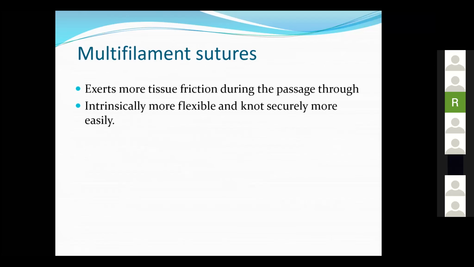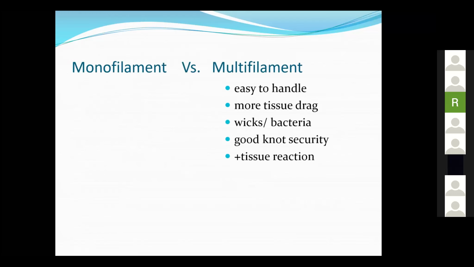With multifilament, there is friction in passing through the tissues, but knots are very secure and easy. So when we say multifilament, we understand that they are easy to handle. They drag through the tissues. Because they are multifilament, they can harbor bacteria. Security is very good, and they do have a slight tissue reaction compared with monofilament.